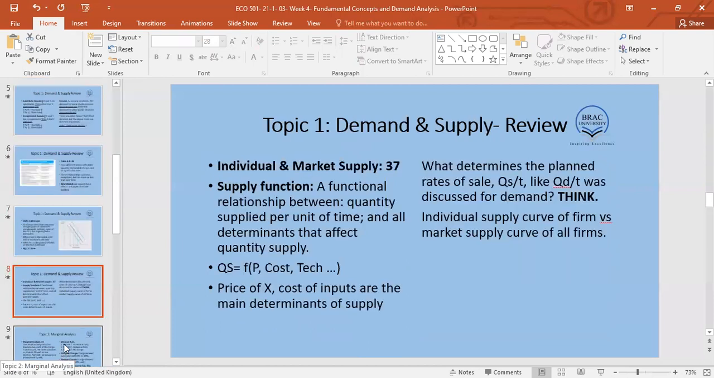And then what we do is we look at the individual and market supply. Supply functions are exactly the same. What does an individual supply do? What does a market supply do?